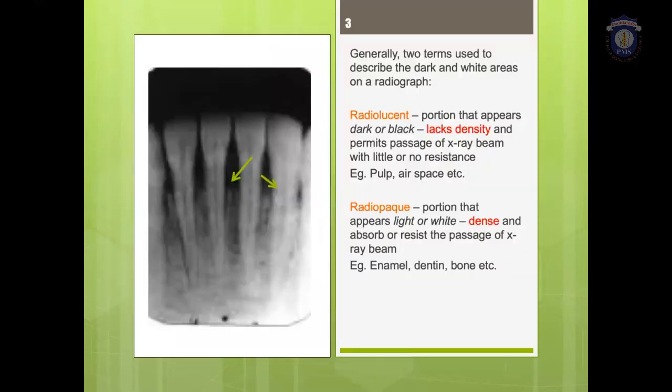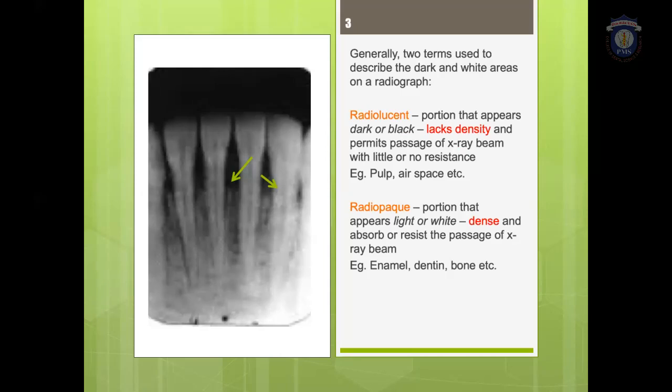Generally, we use two terms to describe the dark and white areas on a radiograph. The first one is radiolucent. It is a portion that appears dark or black. That is, it lacks density and it permits passage of the X-ray beam with little or no resistance. Example, pulp and the airspace, etc.